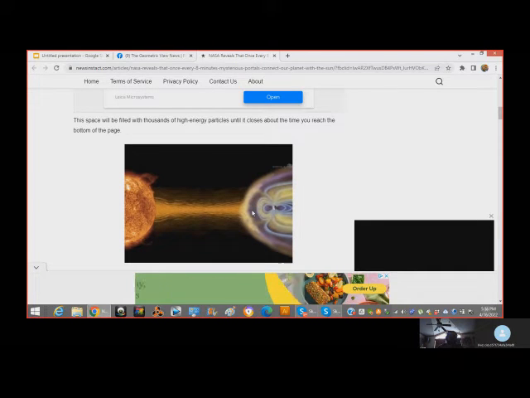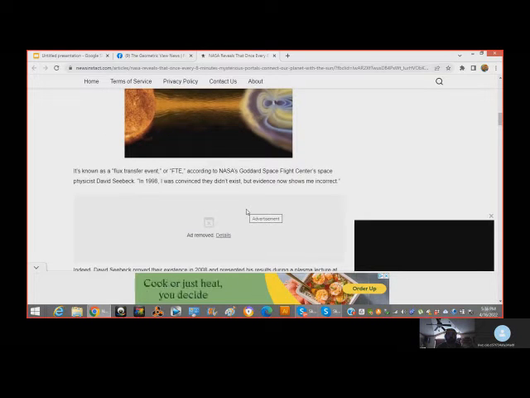Oh man, that conic, pinecone kissing noses type of geometry is all up in that right there. This space will be filled with thousands of high-energy particles until it closes about the time you reach the bottom of the page. It is known as Flux Transfer Event, FTE.